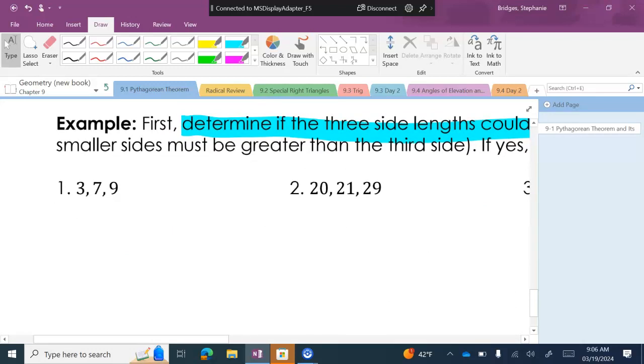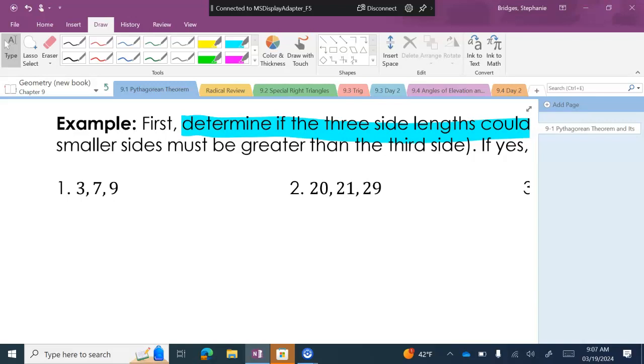3, 7, and 9. What are my two smaller sides? 3 and 7. Do those add up to be greater than 9? 3 plus 7? Yeah, they do, right? So this can be a triangle. Everybody agree with that? Okay. So now we want to continue. We want to decide if this is an acute, obtuse, or right triangle.